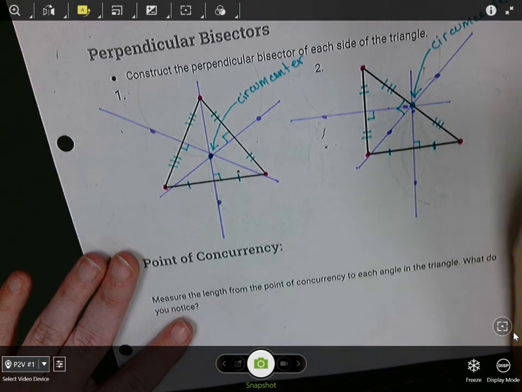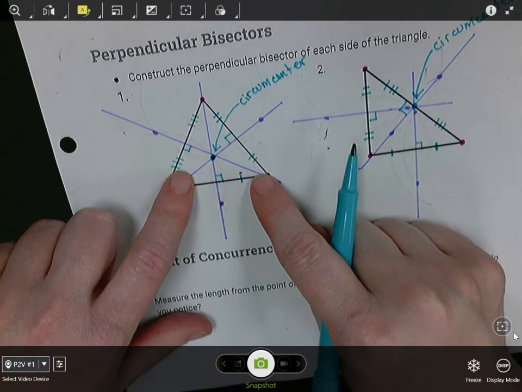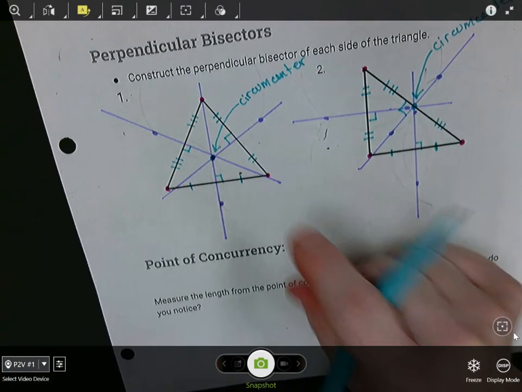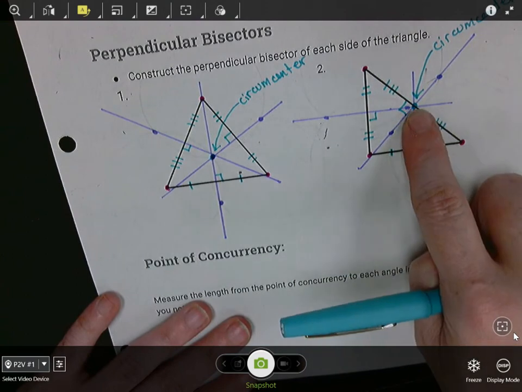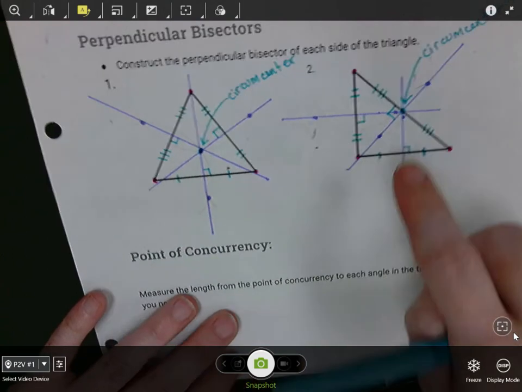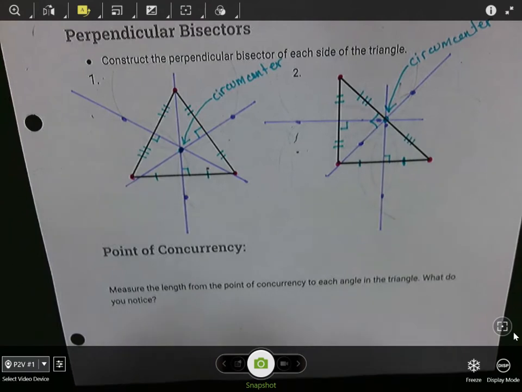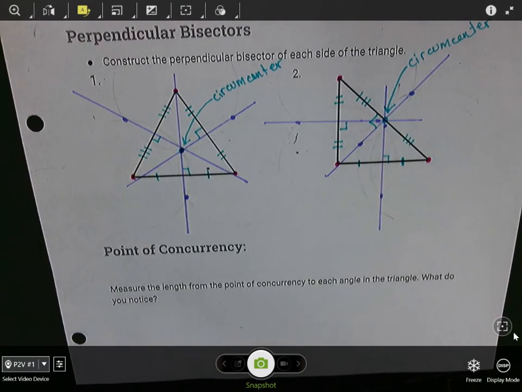In every single acute triangle, the circumcenter is on the inside. In every single right triangle, the circumcenter will be at the hypotenuse. And with an obtuse triangle, it's going to be on the outside of the triangle. The circumcenter is kind of like the center of gravity. It's like it's the center, because your center of gravity might not necessarily be right at the center of the object.